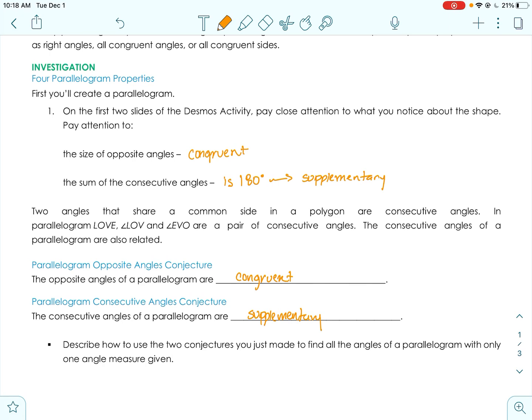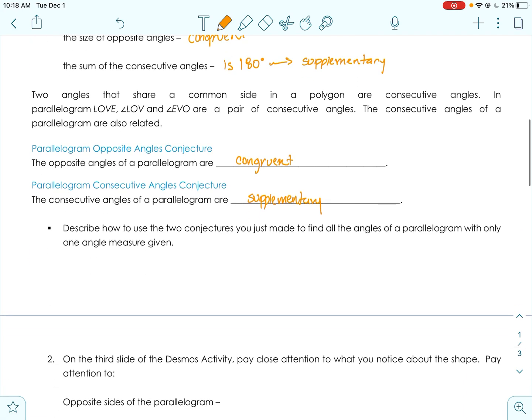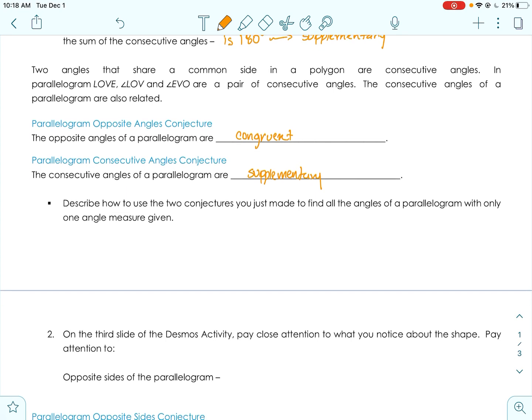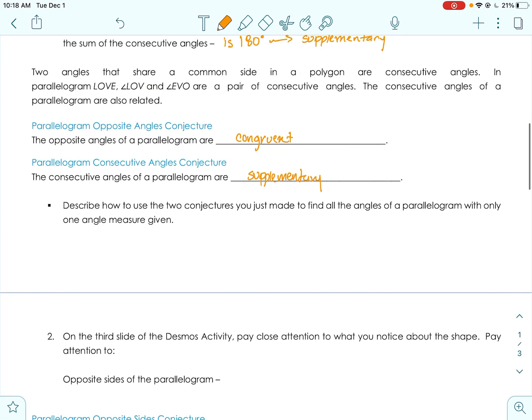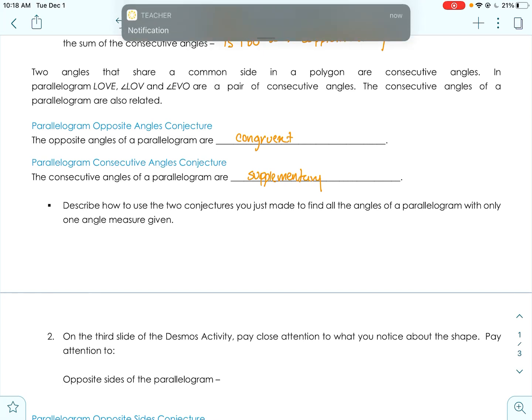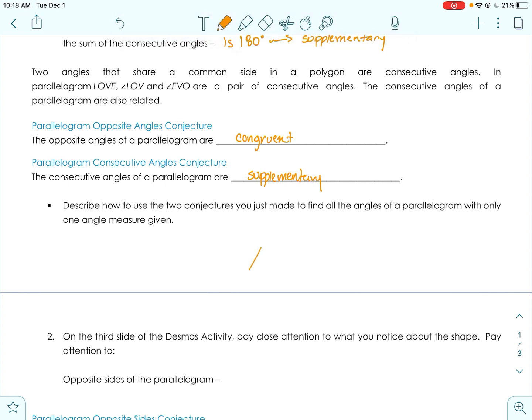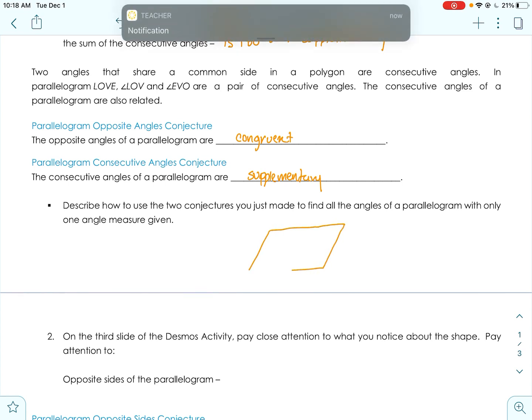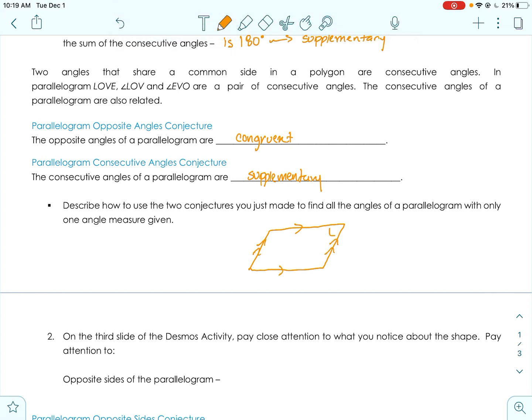We are going to look at another conjecture, but before we jump to that, I want to take a second to think about this question. It says, describe how to use the two conjectures you just made to find all the angles of a parallelogram with only one angle measure given. So let's say we had a parallelogram. Make sure we marked everything as being parallel. And let's say we knew that this was 45 degrees.